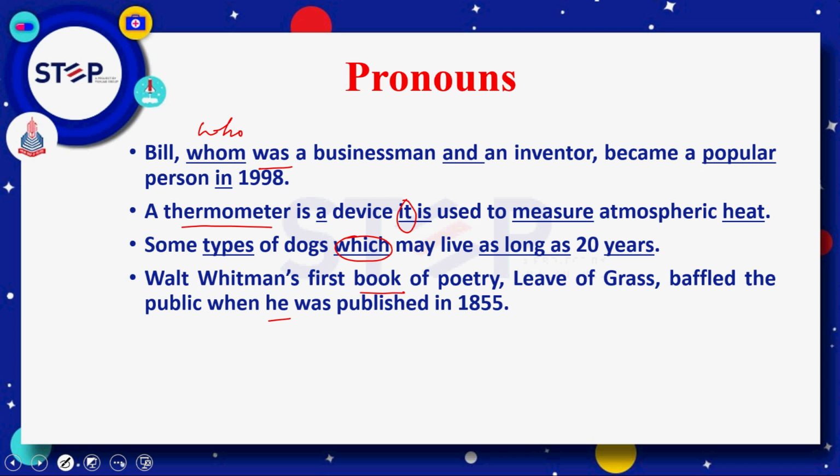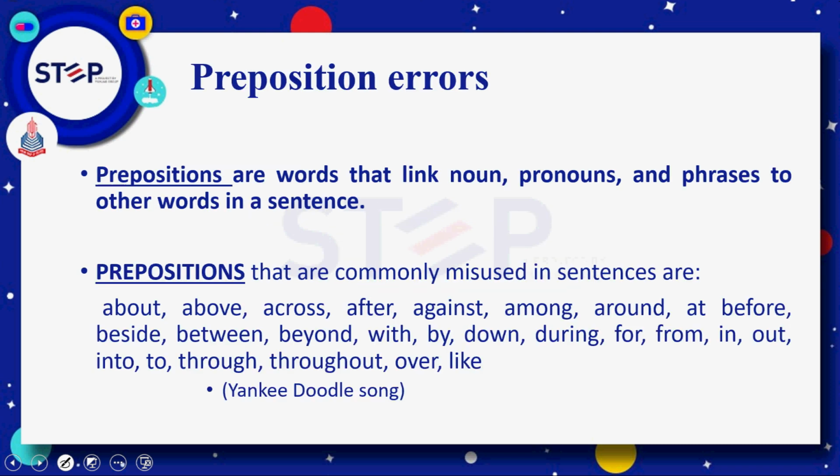So over here, it should be something like "it." Next, there are some preposition errors that we need to discuss. Prepositions are words that link nouns, pronouns, and phrases to other words in a sentence. They show the position of other words.